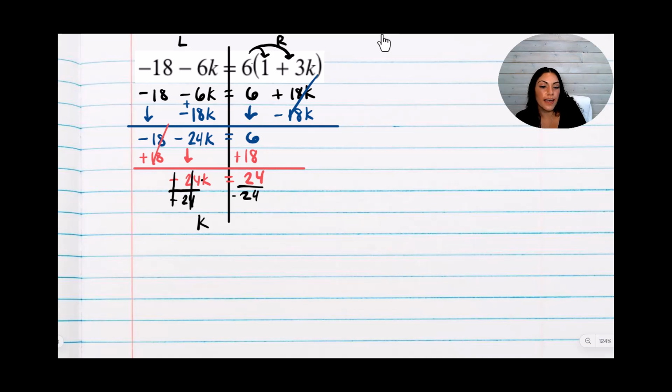So 1k, or just k, equals 24 divided by 24 gives us 1. So we don't want to forget this negative. K equals negative 1. Remember, any number divided by itself gives you 1. So negative 1 in this case.